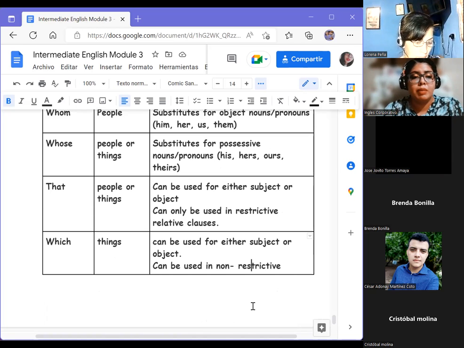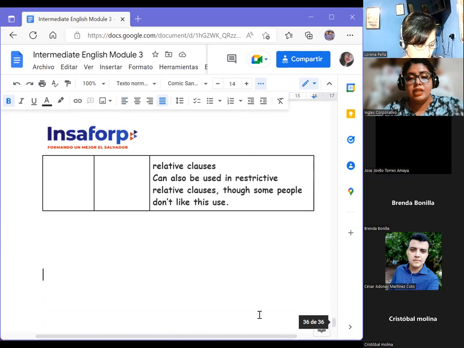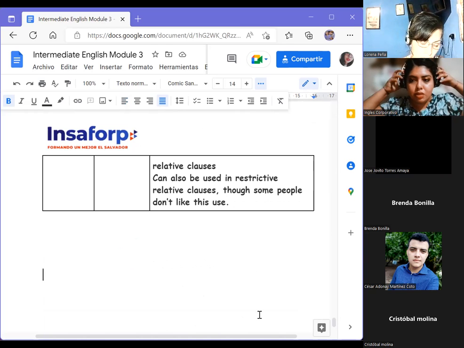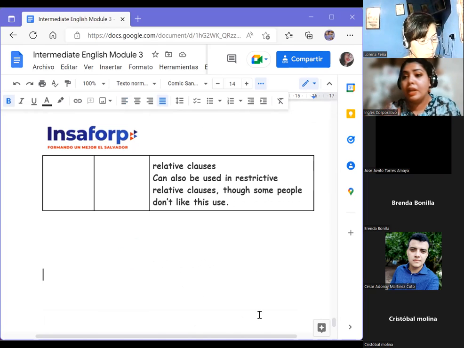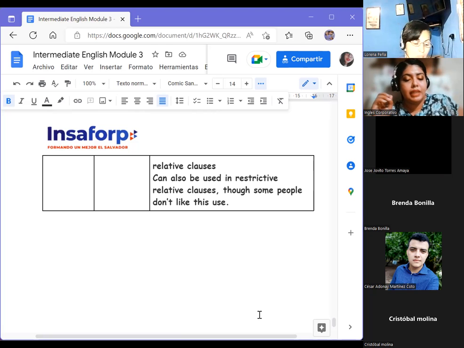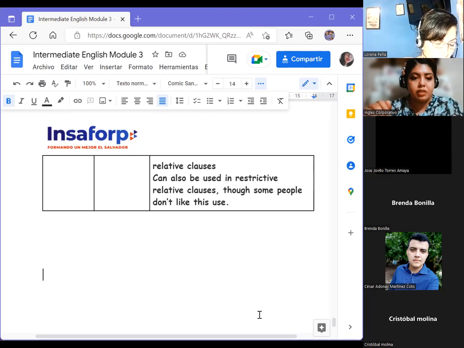So we are going to have some examples in which we are going to see how we can use these pronouns in some sentences. So we are going to have one example with a common noun, and then we are going to have an example using the pronoun. So we have first the example. Let's see.